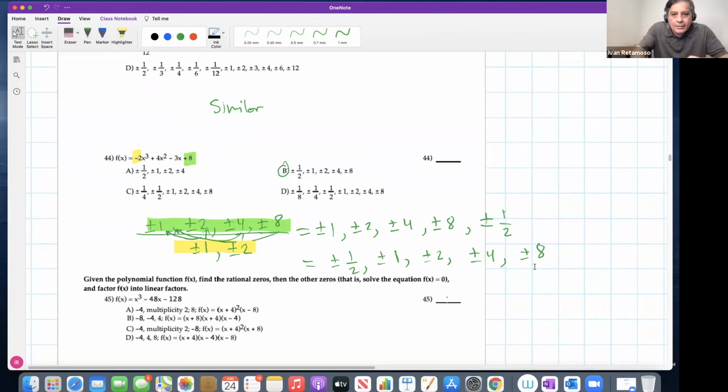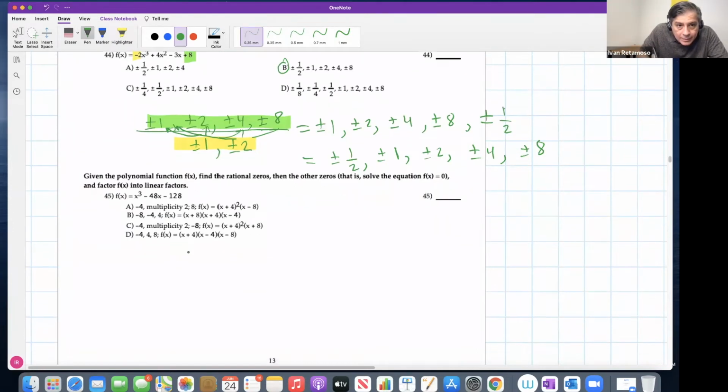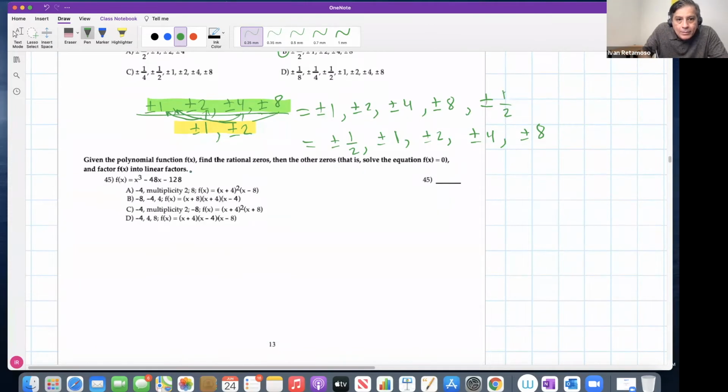This question now is a little bit different. Let's check that. Yeah, I think we can do this one. It says, given the polynomial function f of x, find the rational zeros, then other zeros, that is, solve the equation f of x equals 0 completely, right? Yeah, great. It's a good question.